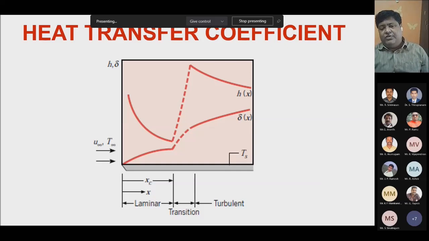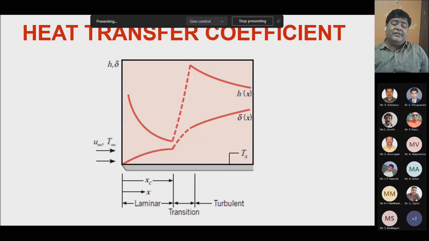So in any given condition, you first calculate the critical Reynolds number. For example, for a flat plate, 5 into 10 power 5 is equal to u into x by nu, where x is the critical length. The velocity u is given, and nu for a given temperature you can find from your data books, and from that you can find the critical length.